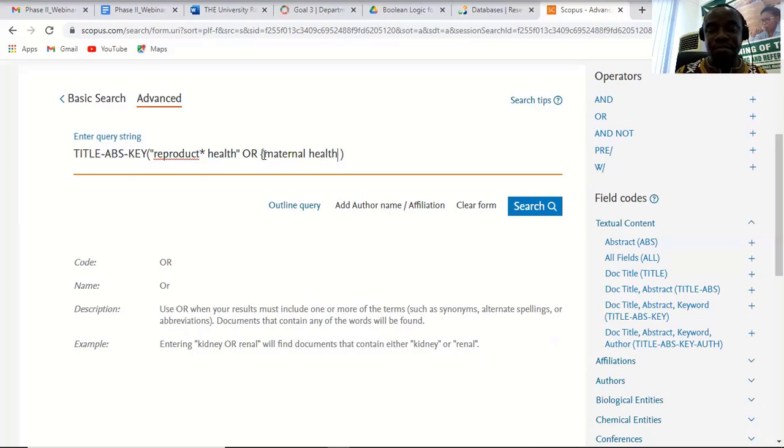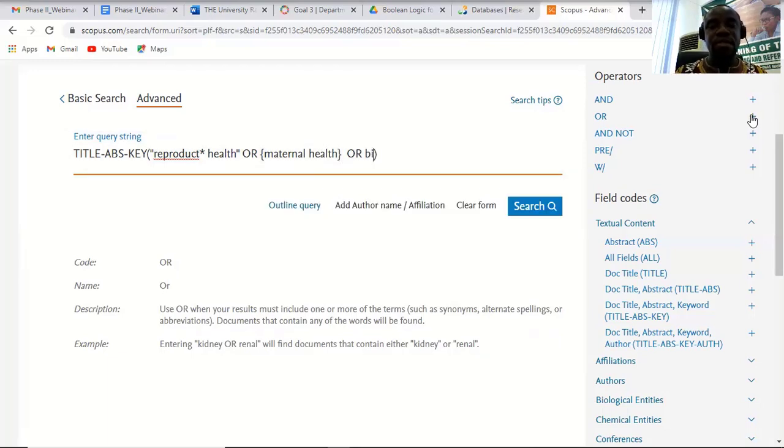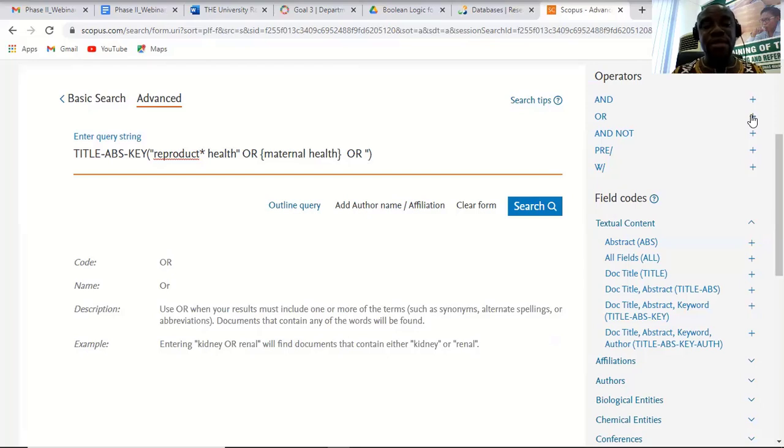In braces. Then, or birth control. A birth control term should also be a phrase, okay? It should be a phrase, so birth control.